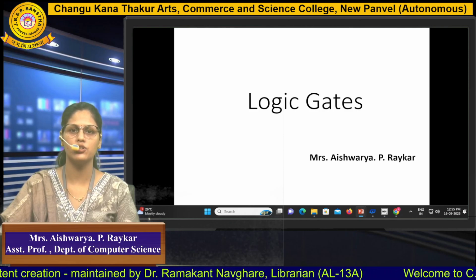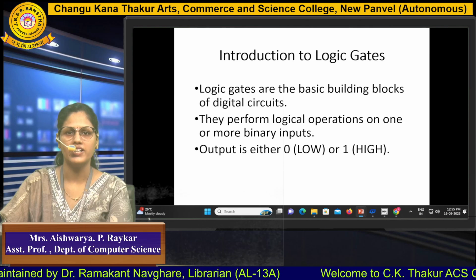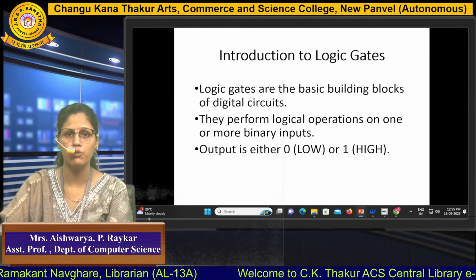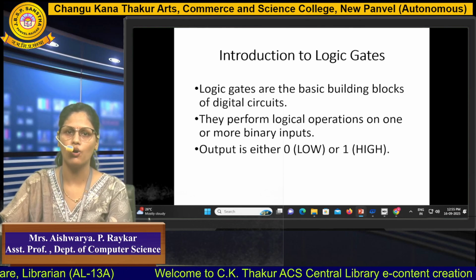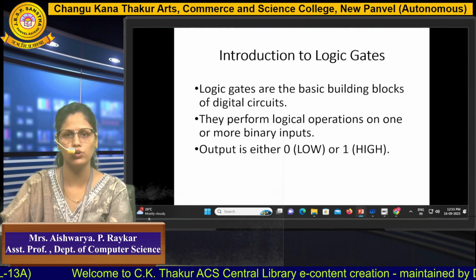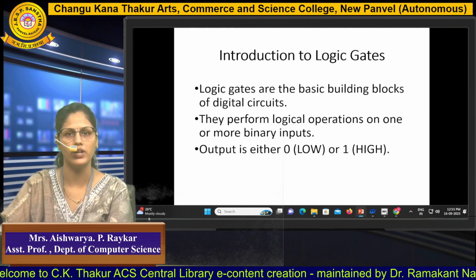Today I am going to take the topic logic gates. So let's have an introduction to logic gates. Logic gates are nothing but what? Basic building blocks of digital circuits. What do they do? They perform the logic operation on one or more binary inputs. Now the output will be either low, low means 0, and high, high means 1.